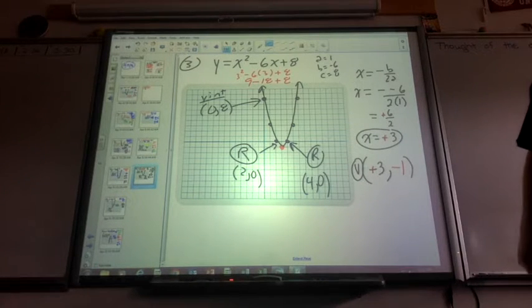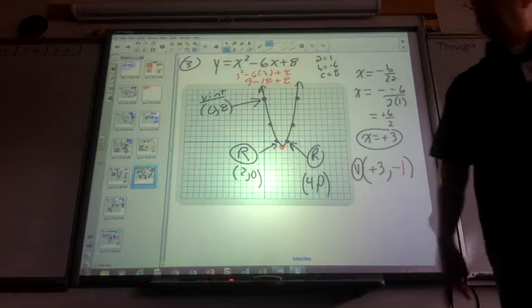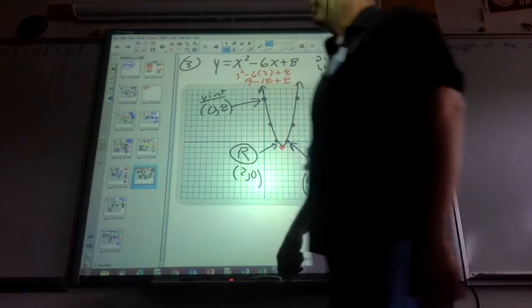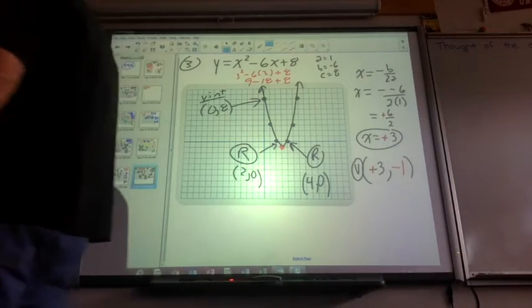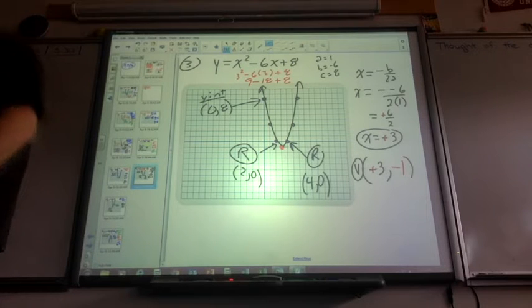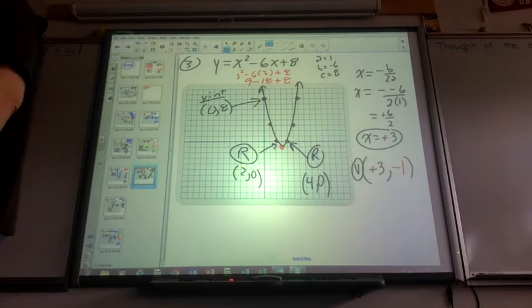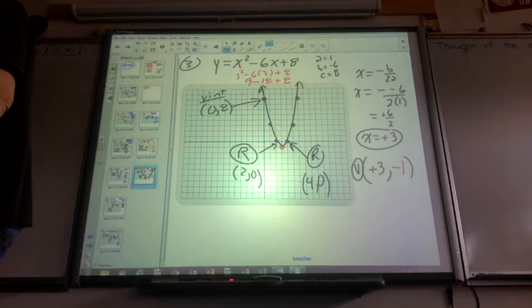There it is. So sometimes it's in vertex form, it's presenting it nicely to you. Sometimes it might be in factored form, which means you can find where it crosses the x-axis. And sometimes you have to use negative b over 2a in order to get the answer.